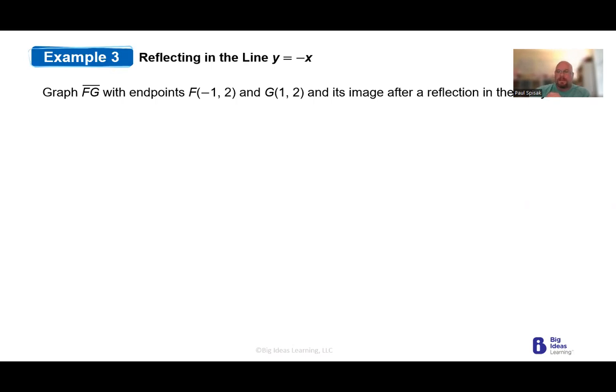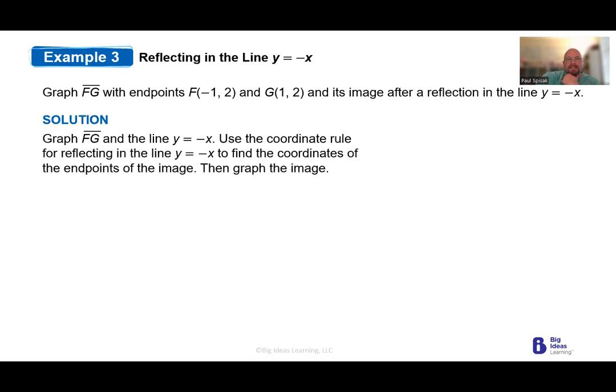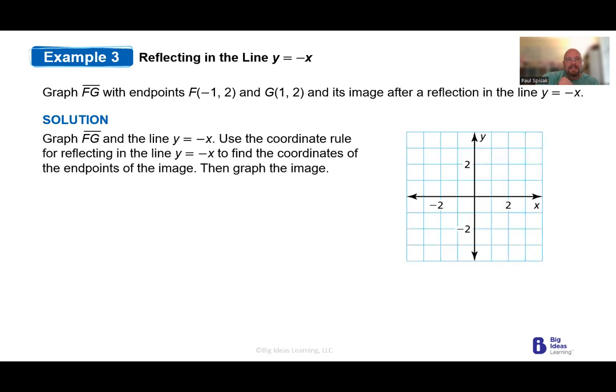All right, now on this one, we have reflecting in the line y is equal to negative x. So again, what's happening? Those points are switching and changing signs. So F was at, hold on. F was at -1, 2. So if we reverse it and change the sign, it'll now be at -2, 1.